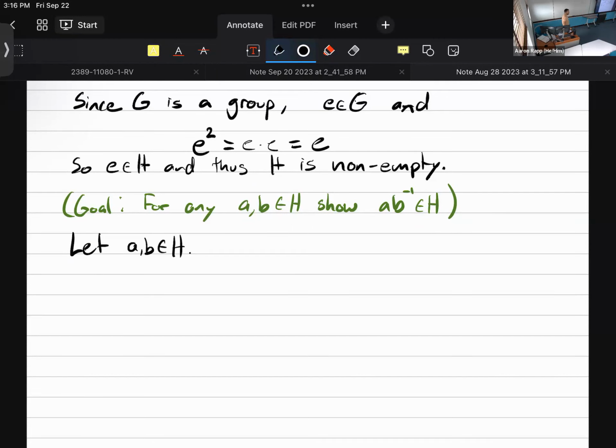Well, if they're in the set H, what do we know about A and B? Wait, they're also in G. That's correct. There's something even more particular about it. They're their own inverse. We know A squared is equal to the identity element, and B squared is equal to the identity.